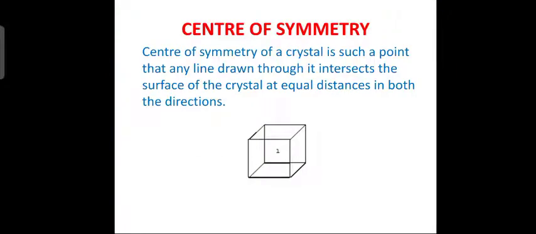Okay. Next slide. Center of symmetry. Now what is center of symmetry? Center of symmetry of a crystal is such a point that any line drawn through it intersects the surface of the crystal at equal distance in both directions. That means it is in the middle of the crystal. If you mark a point and draw a line through it, it will intersect the opposite side at equal distance. So that is called what? Center of symmetry. All right.